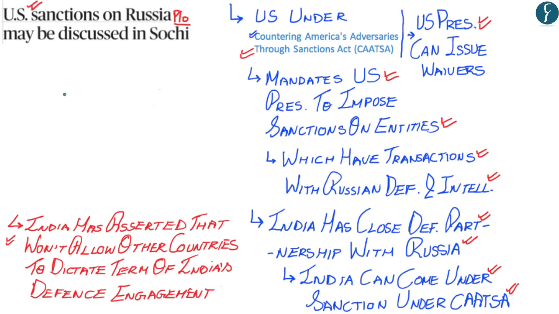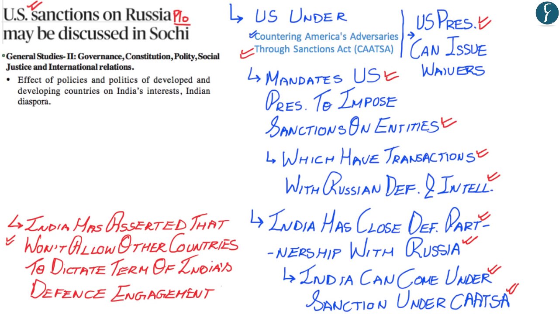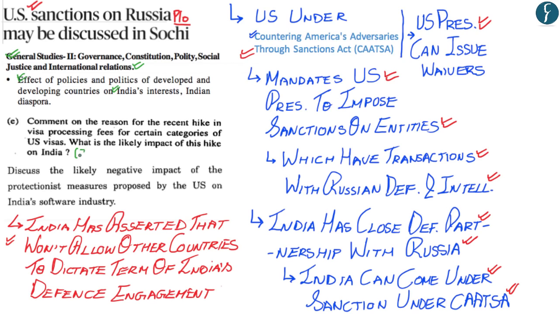Now with regards to your UPSC syllabus, this article and the explanation given in this section would be placed in GS paper 2 in the international relations section, and more specifically, effect of policies and politics of developed and developing countries on India's interest, wherein previously similar questions have been asked in your UPSC mains examination. The first question was asked in the mains examination of 2010, which had asked the likely impact of the hike in visa processing fees on US visas on India, while the second question was asked in 2012 with regards to the likely negative impact of the protectionist measures proposed by the US on India's software industry. And in similar terms, a question can be asked on the likely negative impact of the US CAATSA law on India's defense engagement with Russia. And so now with this, we move on to the next article.